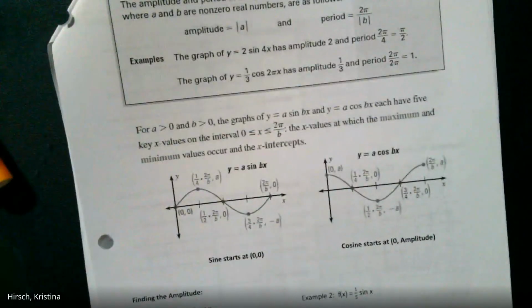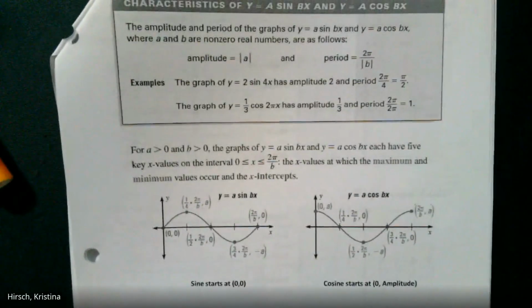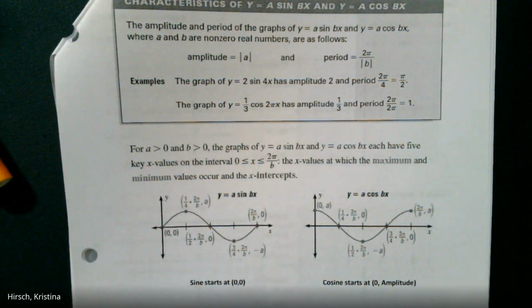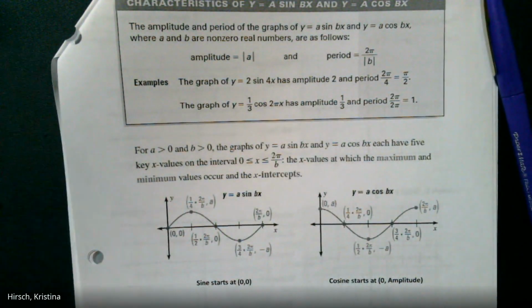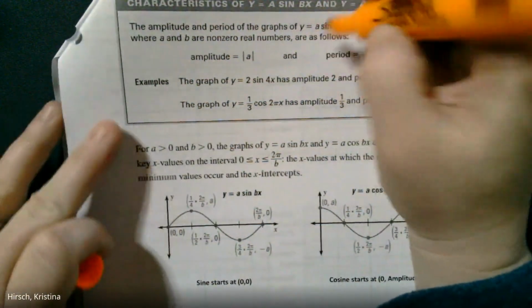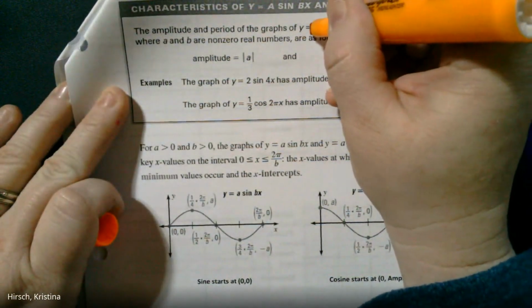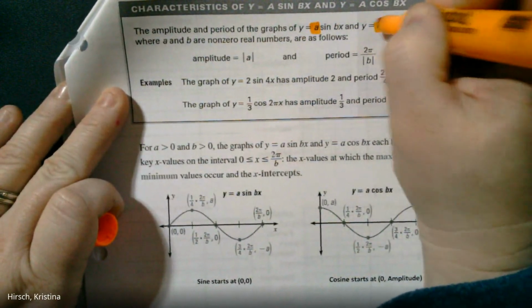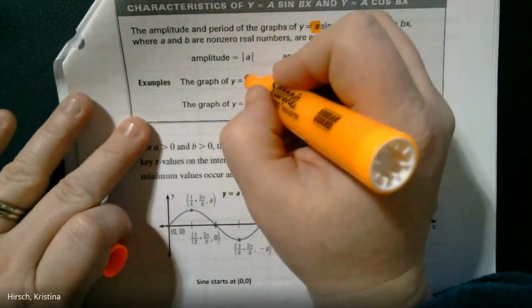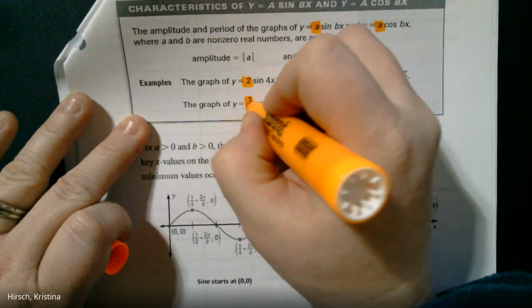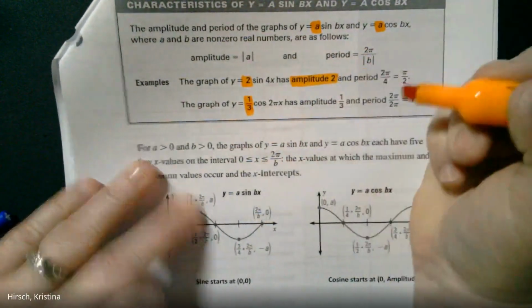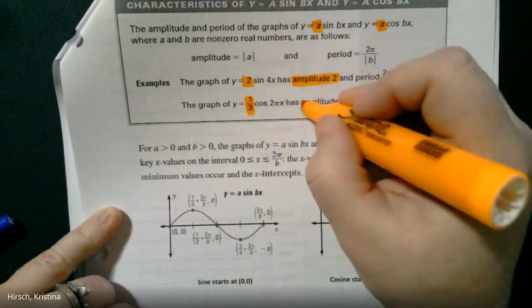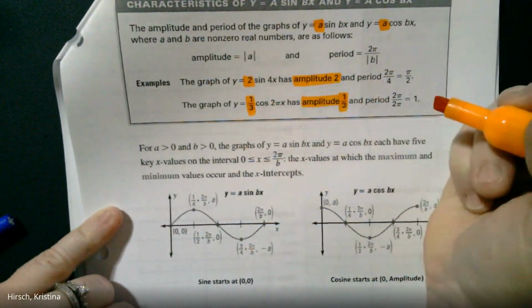So if you look at page 5, I want to talk to you about how to find period and how to find amplitude. Amplitude is going to be the number or the coefficient in front of your sine or cosine graph. In this case, you have a 2 in the front. In this one, you have a 1/3 in the front. Because the 2 is in the front, you have an amplitude of 2. The 1/3 is in the front, that means you have an amplitude of a third.